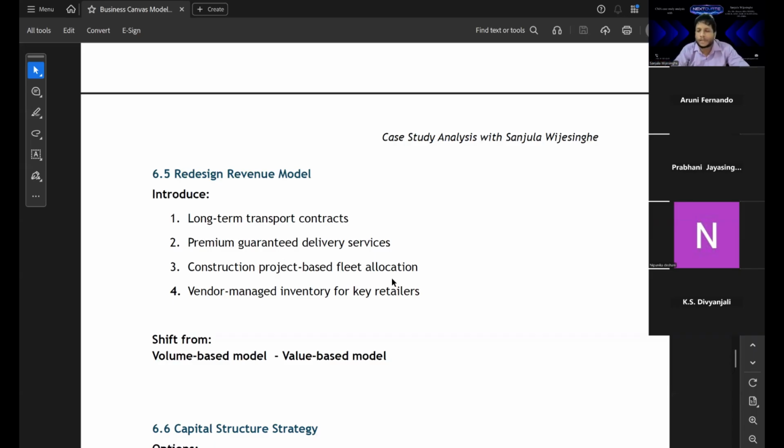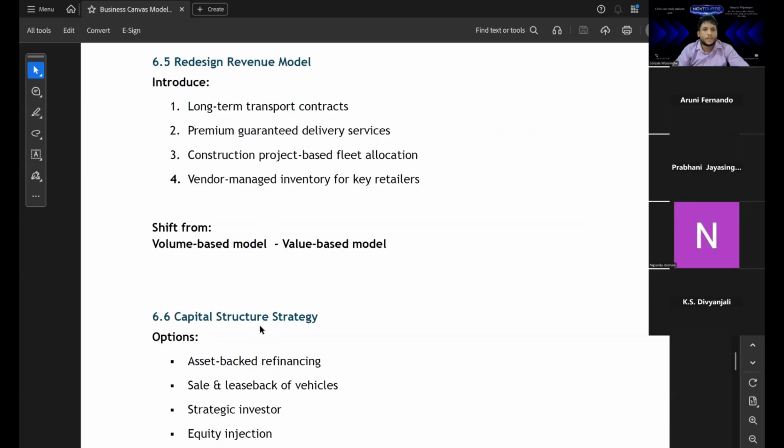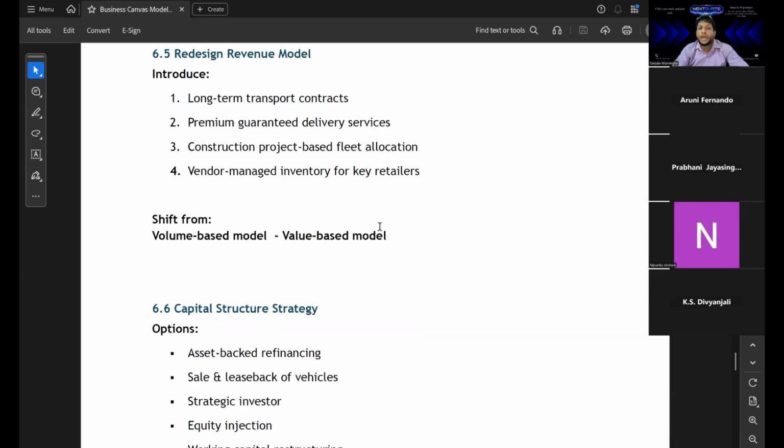You can use those kinds of vehicles when it comes to constructions. That is what it says. Vendor managed inventory for key retailers. Just leave it. Then the shift from volume based model to value based model.